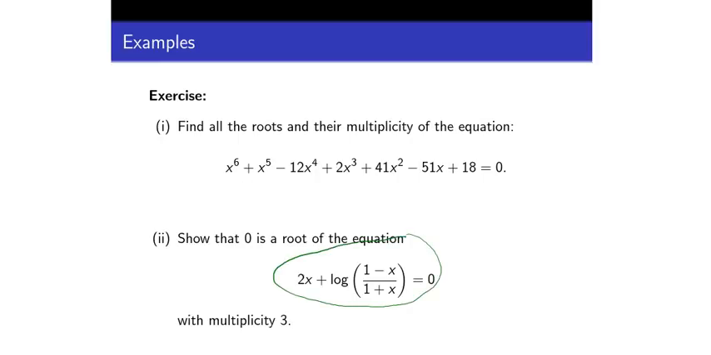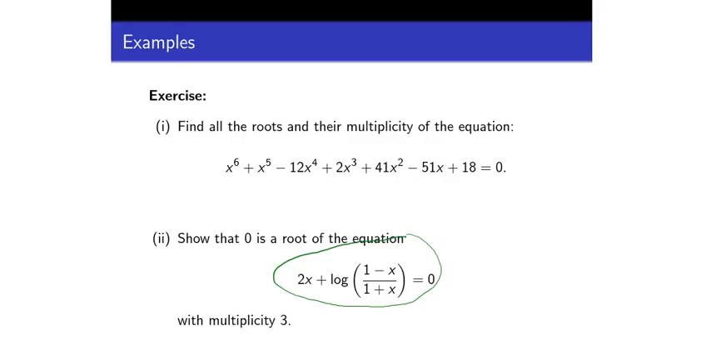With multiplicity 3. So if x equals 0, then 2 into 0 is 0, and log of (1 minus 0) by (1 plus 0) is log 1. You know log 1 is 0, ln 1 is 0. So 0 plus 0 is 0. So x equal to 0, one time root is clear. Now what about the others? How?